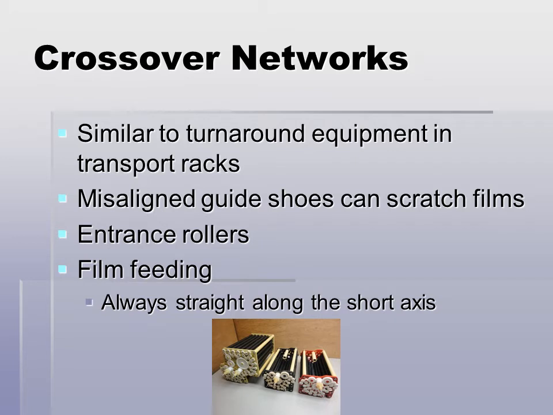The crossover networks. Similar to the turnaround equipment and transport racks, they turn the film at the top and then turn it around. Misaligned guide shoes can scratch film. You also have an entrance roller, which starts the film. Film feeding is always straight along the short axis, alternating sides to avoid excessive wear. If it's put in lengthwise, it calculates wrong, so you always put your film in crosswise.